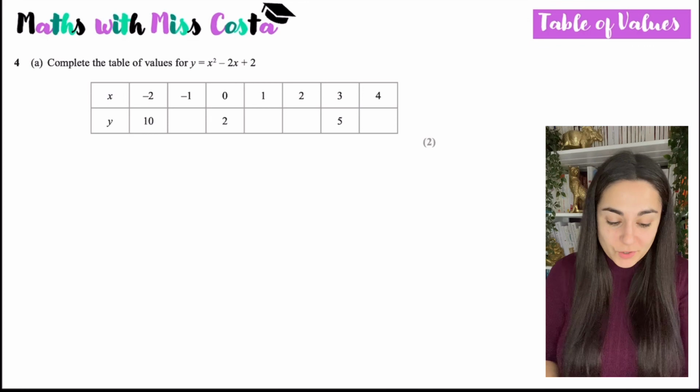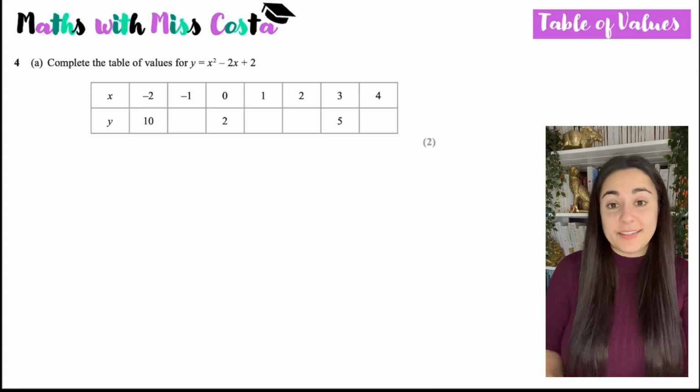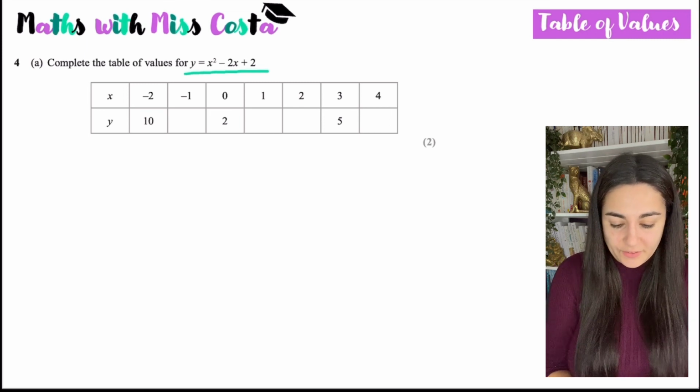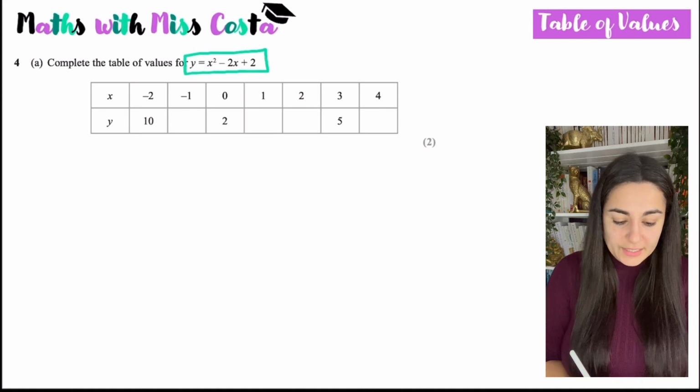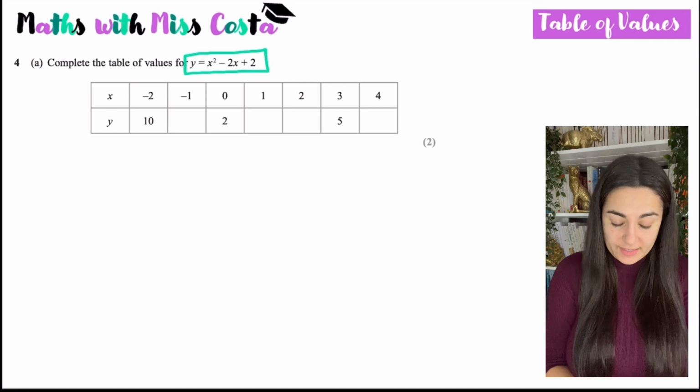Okay, so here we've got a table of values. All that means is that you're given some x coordinates and you use them to work out their corresponding y coordinates. So this is the equation of the line. You're trying to figure out what y is when x is a certain value. They've done -2, 0 and 3.